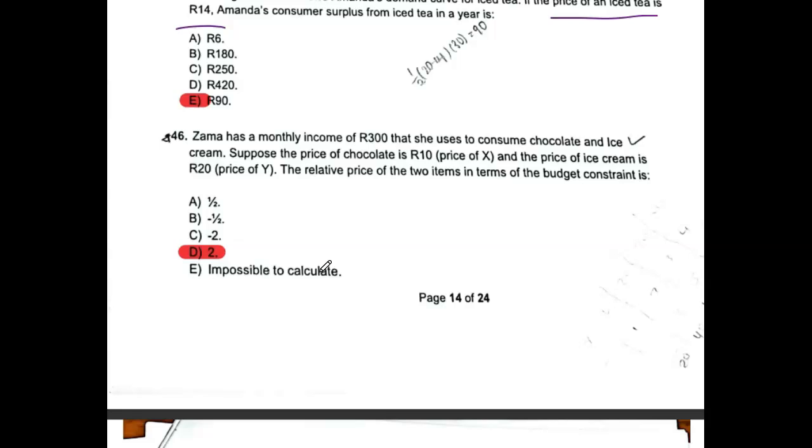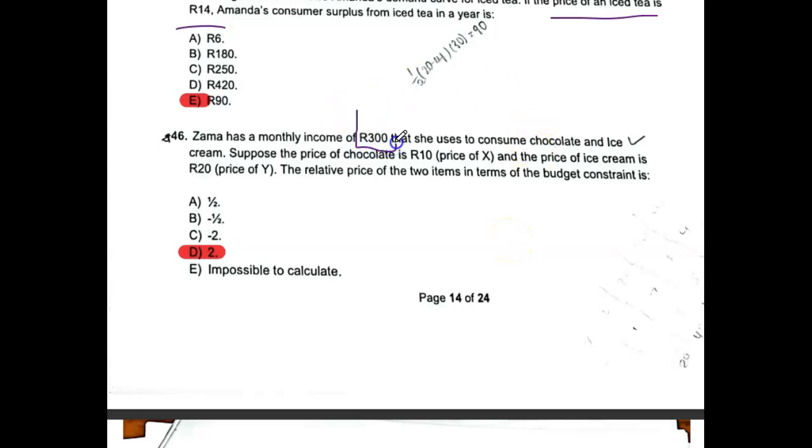Now I can clearly see here X and Y. X comes before Y. So what is the opportunity cost of chocolate in terms of Y? Y is the second thing, so Y will be the denominator. So I can just say right now 10 over 20, which is half. But here's the thing.